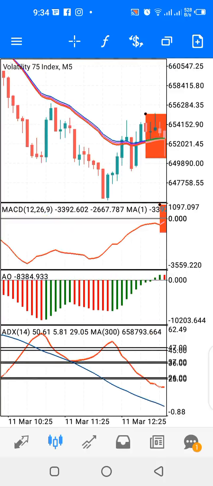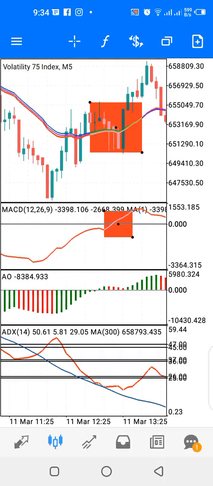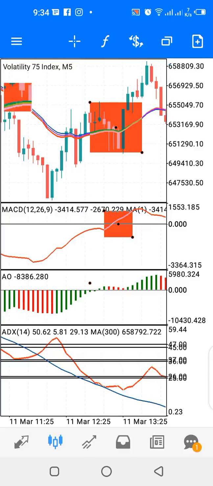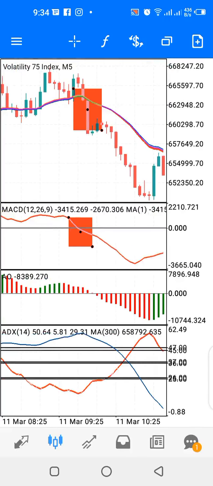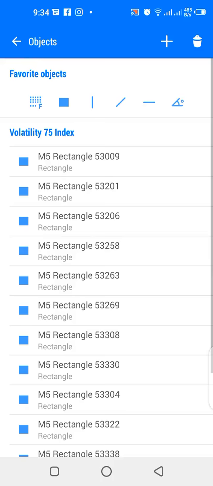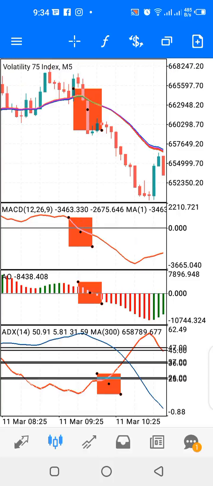Sell entries. So for indicator window 2, when the awesome oscillator bars start to develop above the 0 level, look for buy entries, and when they start to develop below the 0 level, look for sell entries. Now for indicator window 3, it only tells you when to start to buy or sell.